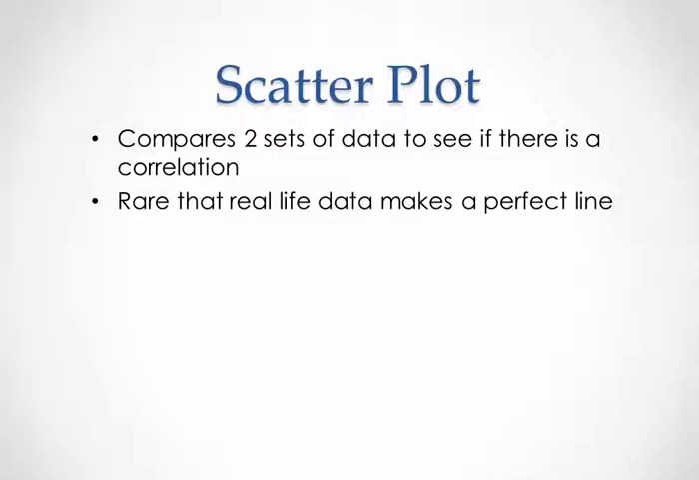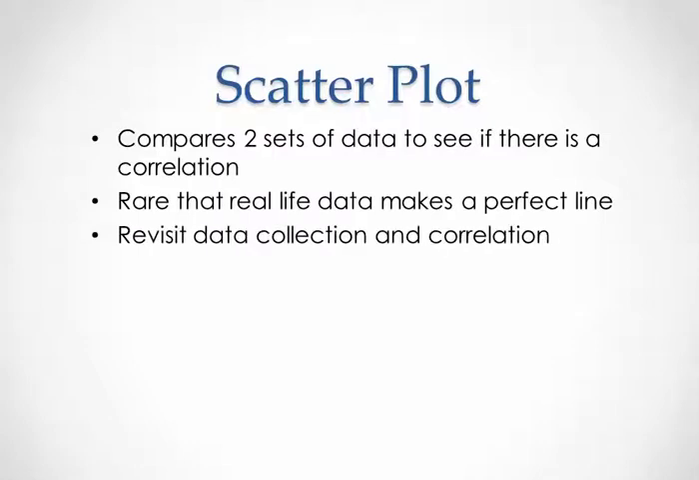Also, we know that in real life, data does not make perfect lines, perfect curves. Our data was all over the place. We know the average height of a ninth grader, but we also can see when we measured in our class, we were all over the place because nobody actually fits the perfect average, or at least very few of us do. So real life data is messy, and we need to figure out how to interpret this. So we're going to revisit that data collection and the correlations to see how this is going to work today.